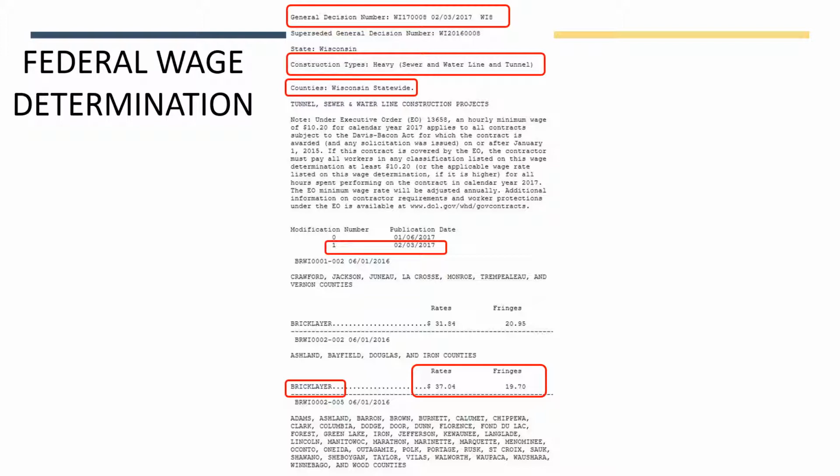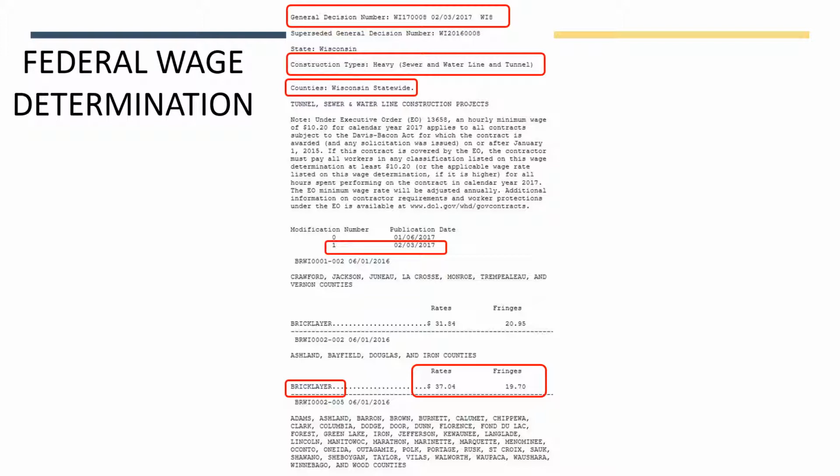Below that are the wage rates. Some job titles will be listed numerous times because that rate applies to only certain counties. For example, a bricklayer on the project in which this decision applies would have a rate of $37.04 with fringes of 19.70 in Ashland, Bayfield, Douglas, and Iron counties. However, a bricklayer in Crawford, Jackson, Juneau, La Crosse, Monroe, Trempealeau, and Vernon counties, which is right above it, would have a rate of 31.84 with fringes of 20.95. Most decisions are many pages and cover many job titles in many different counties, so be careful.